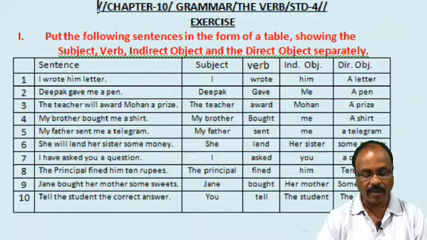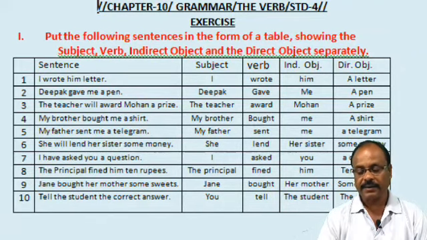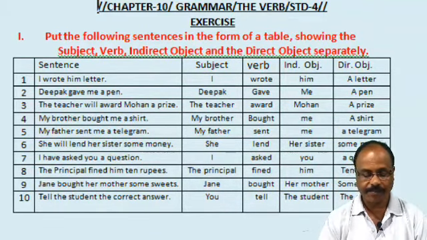The teacher will award Mohan a prize. Here you see, the teacher is the subject, award is the verb, Mohan is the indirect object, a prize is the direct object.